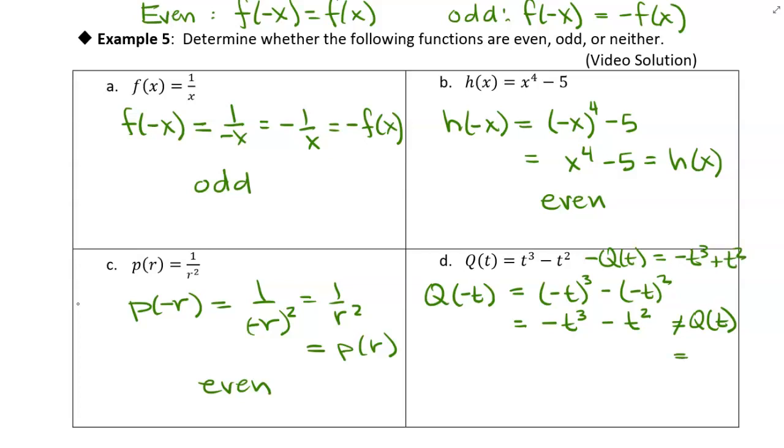So is this equal to negative q of t? Nope, it doesn't match. The t squared is negative in the q of negative t, and so that's not equal to negative q of t either. So this one is neither. It doesn't match either q of t or negative q of t. So this is not even or odd.